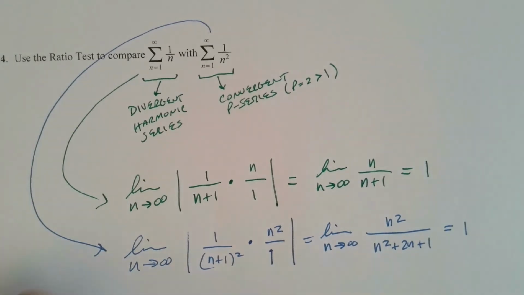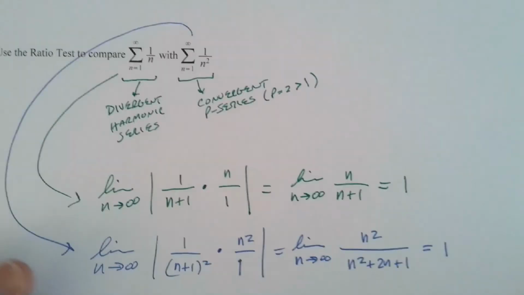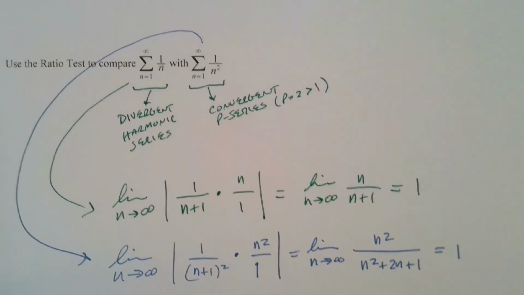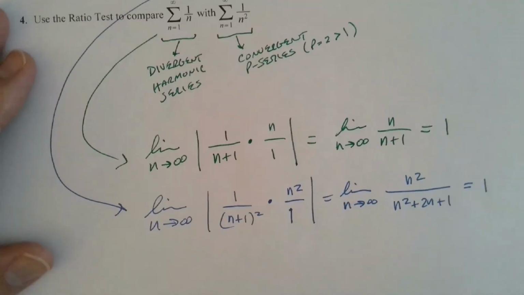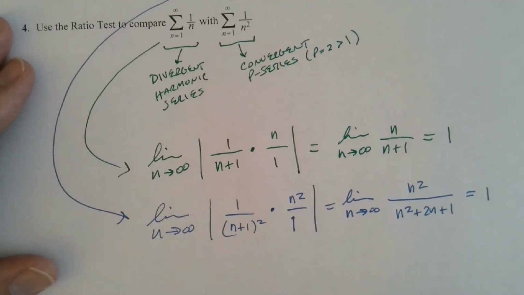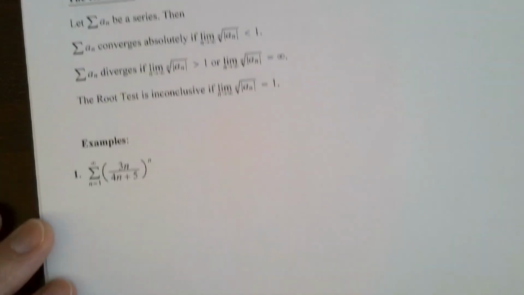So in general, if the limit is 1, we're going to have to do something else. We're not going to be able to use the ratio test. Now, related in some way to the ratio test, or very similar, is something called the root test. I want to show you this very quickly.